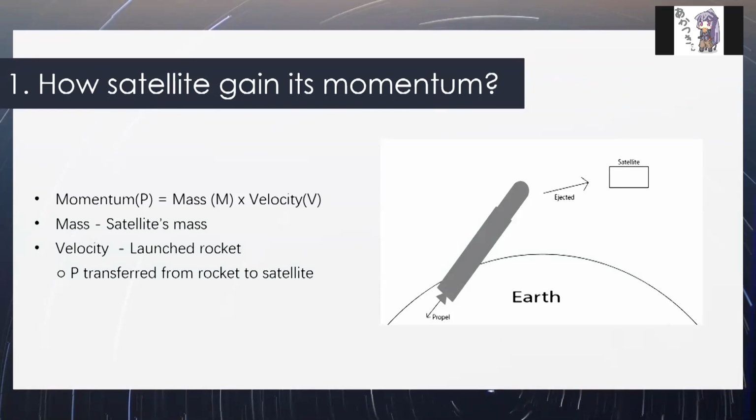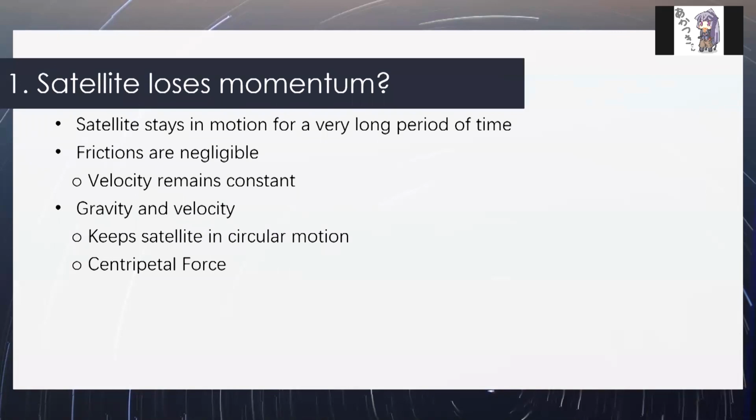So how does a satellite gain momentum? As we know, momentum is equal to mass times velocity. The mass is the satellite mass, and the velocity is gained from the ejection of the rockets. So we have to know how fast we have to launch the rocket and send the satellite into space, as this velocity will be transferred to the satellite to move and orbit around the Earth. The satellite will stay in motion for a very long period of time, as friction in space is negligible. So velocity remains almost constant throughout.